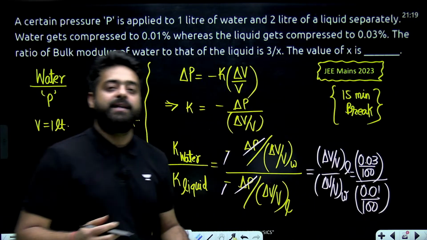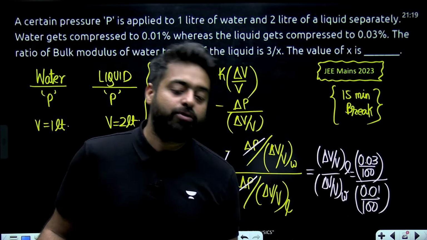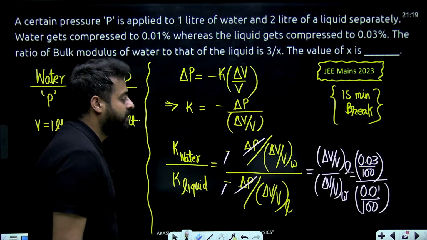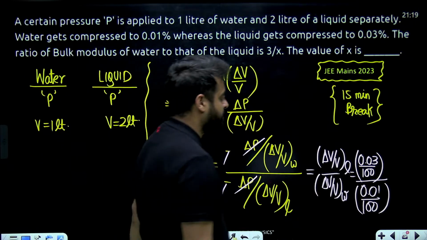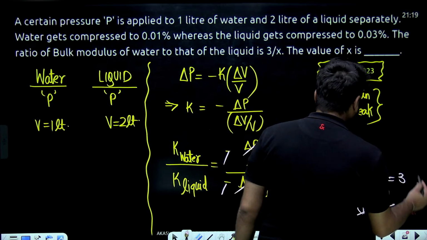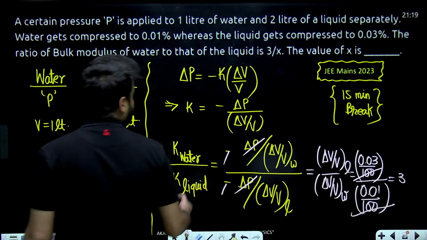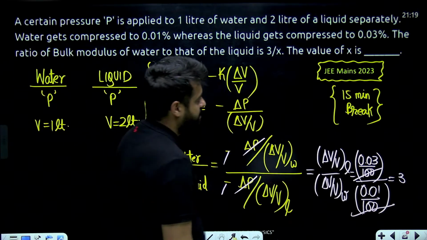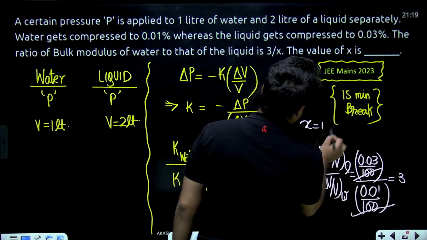If anything is in percent, like 7% marks you got, what is the exact marks you got? 7 divided by 100. In 100 you get 7 marks. So this 100 will be gone. If you remove the decimal point, it is equal to 3. They said this value is equal to 3 by x. So what is the value of x? So the x value will be 1.